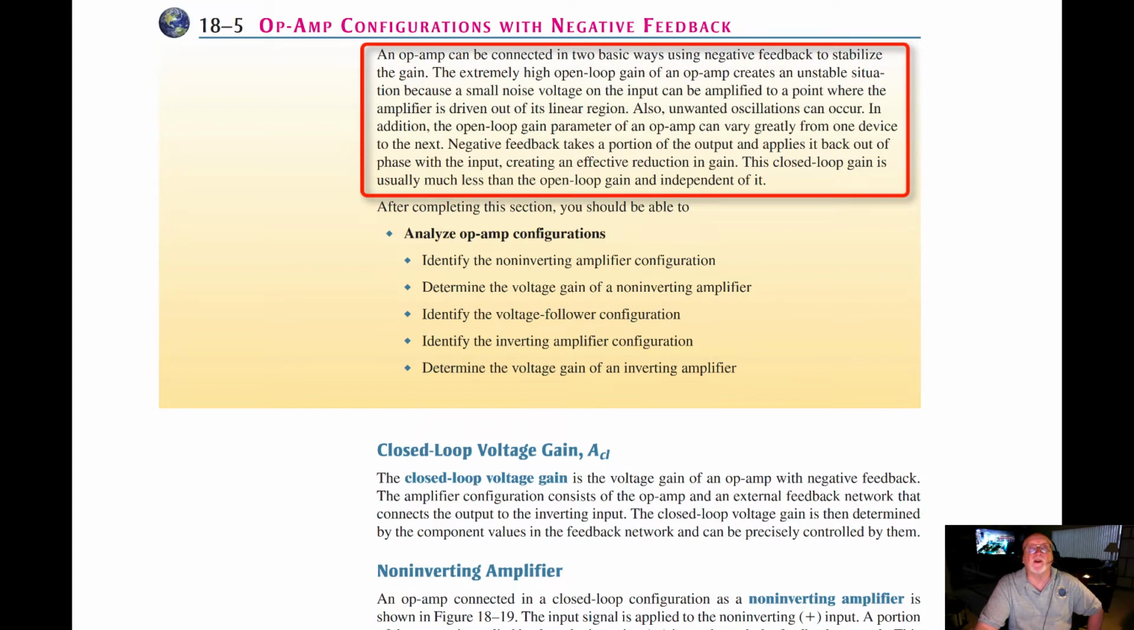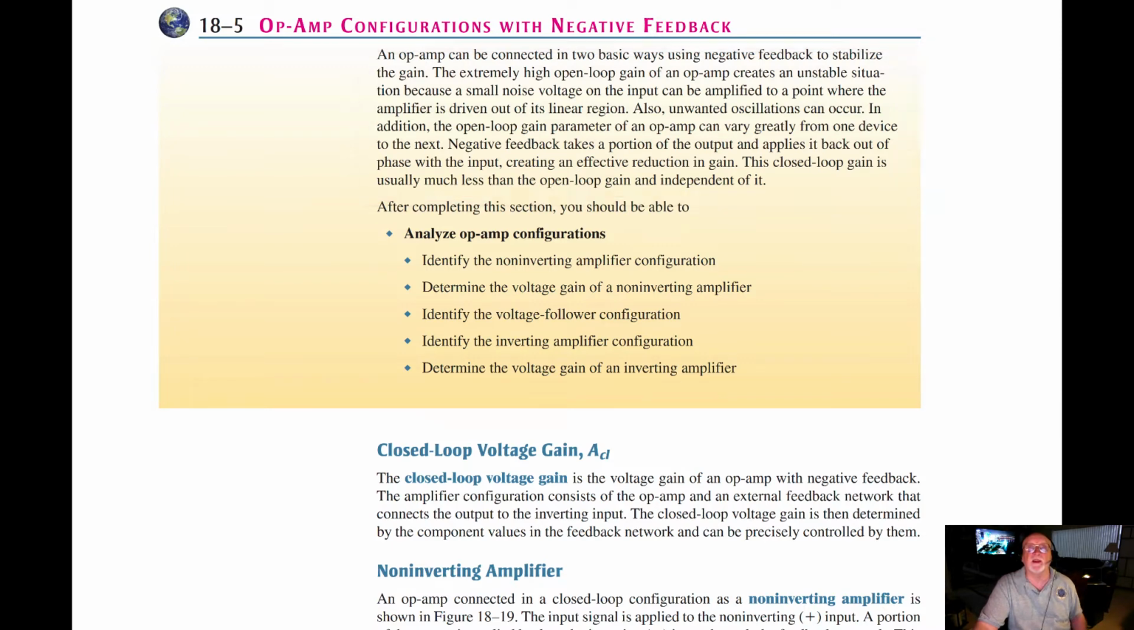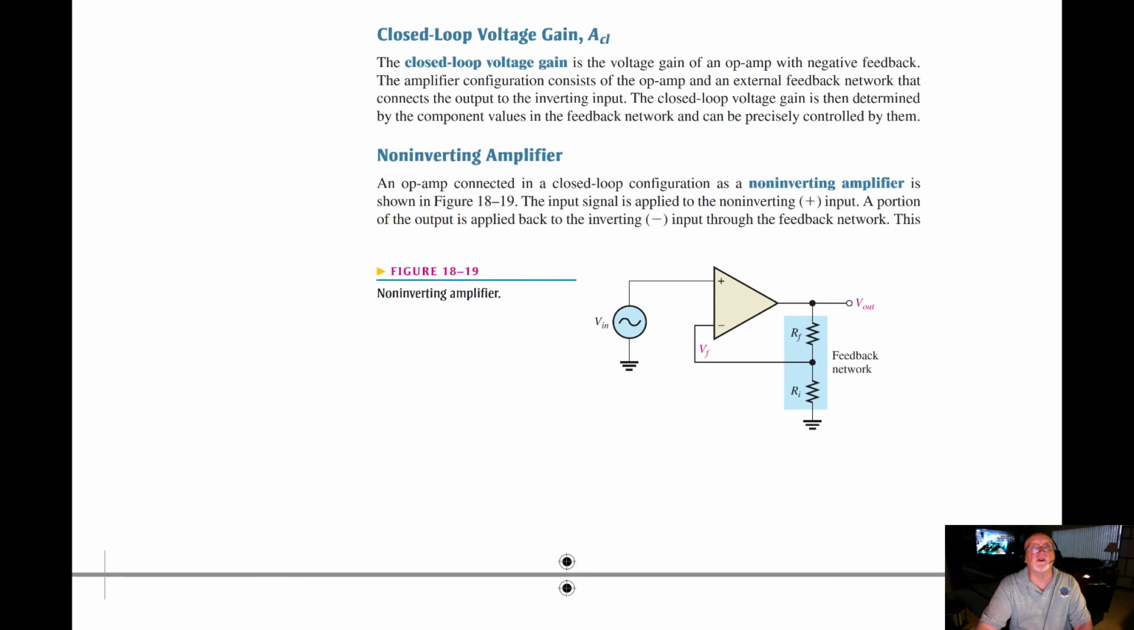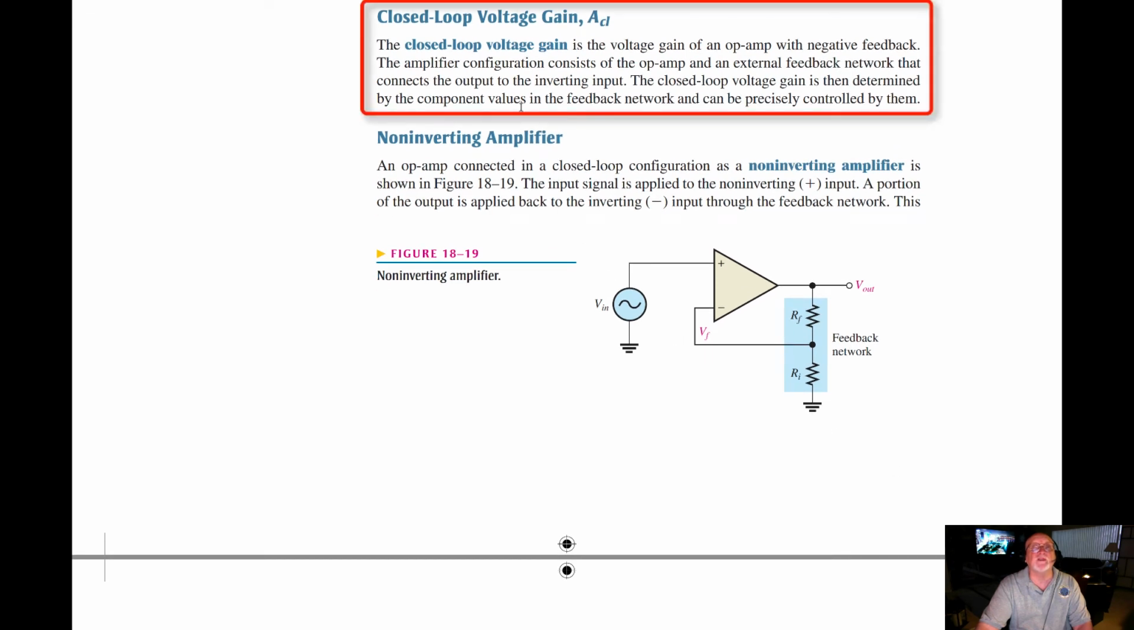Negative feedback takes a portion of the output and applies it back to the input out of phase, creating an effective reduction in gain. This closed loop gain is usually much less than the open loop gain and independent of it. Some more terms here: closed loop gain, closed loop voltage gain, ACL.